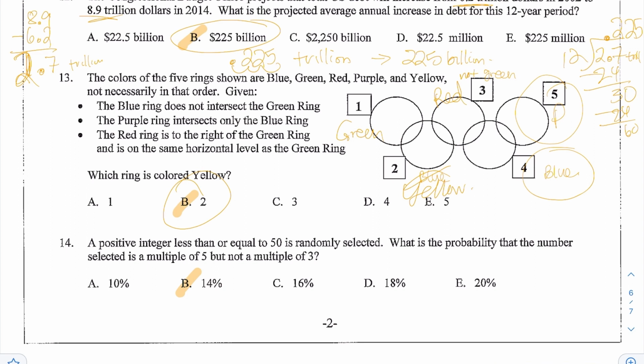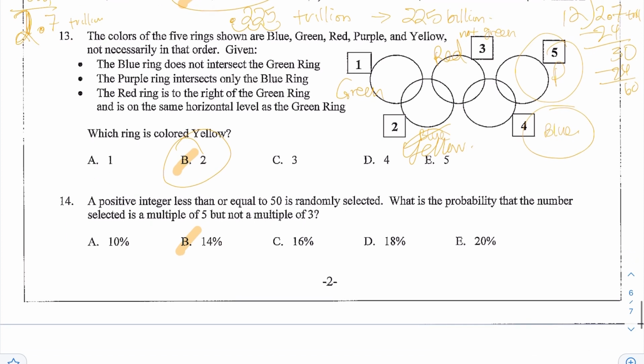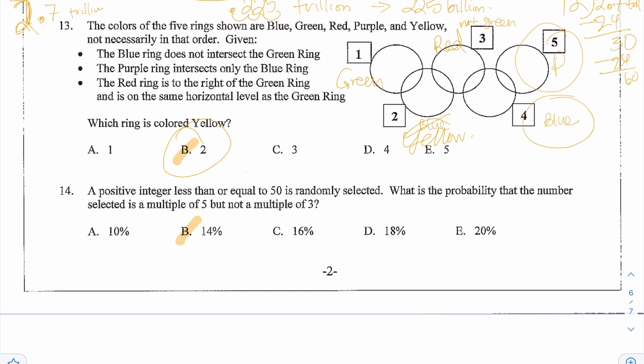All right, next one, number 14. A positive integer less than or equal to 50 is randomly selected. What's the probability that a number selected is a multiple of 5, but not a multiple of 3? So you have a number less than or equal to 50. So that's from 1 to 50. There are 50 numbers here. And you just want to know the probability, how many numbers that are multiples of 5, but not multiples of 3. Just write out the multiples of 5.